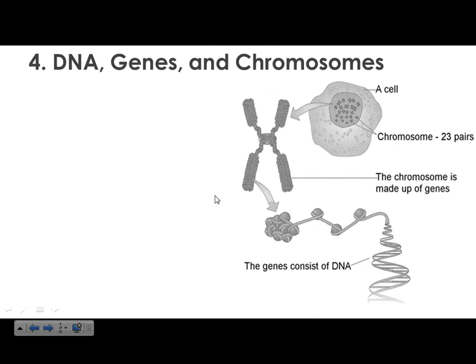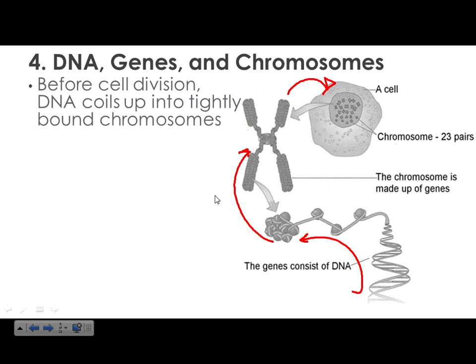Next question is about the relationship between DNA, genes, and chromosomes. So here we see DNA, and that DNA is tightly wound into a chromosome. Now, just before a cell gets ready to divide, those chromosomes condense. It's kind of like they're packing up, getting ready to move during cell division. So before cell division, the DNA coils up into tightly bound chromosomes.